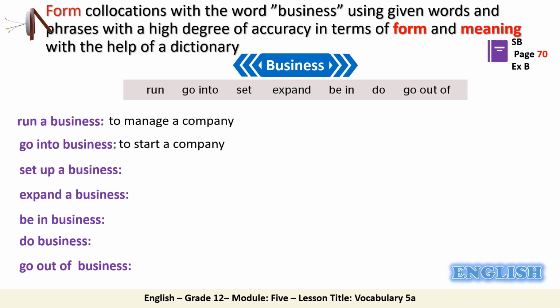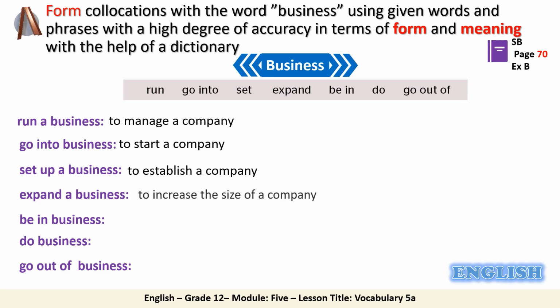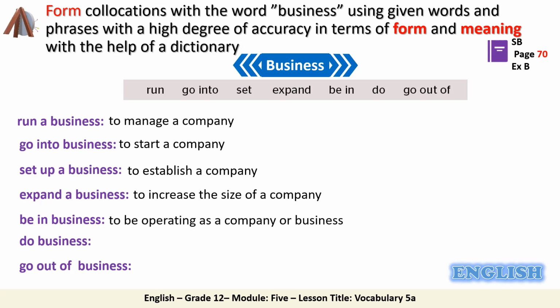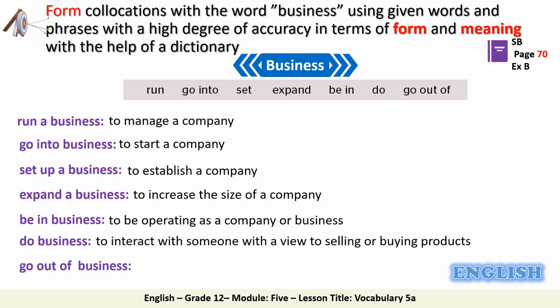Set up a business means to establish a company. Expand a business means to increase the size of a company. To be in business means to be operating as a company or business. To do business means to interact with someone with a view to selling or buying products. Finally, to go out of business means to stop operating as a company.